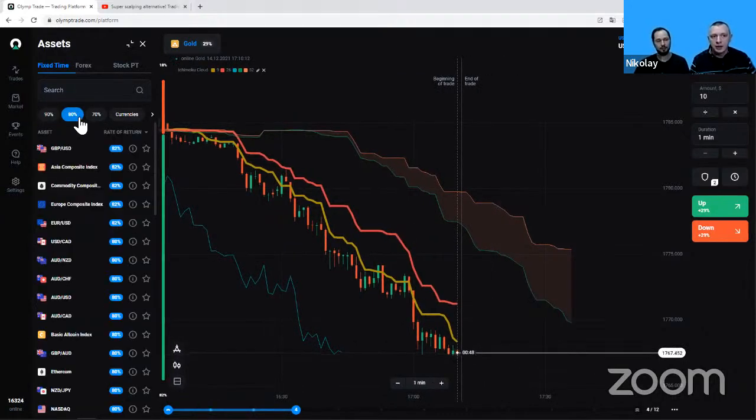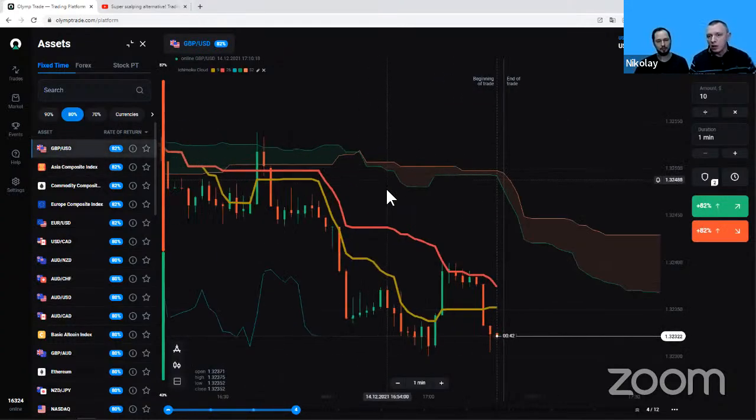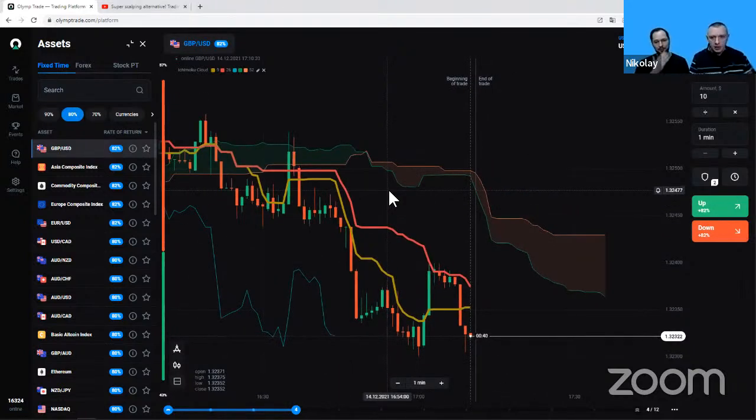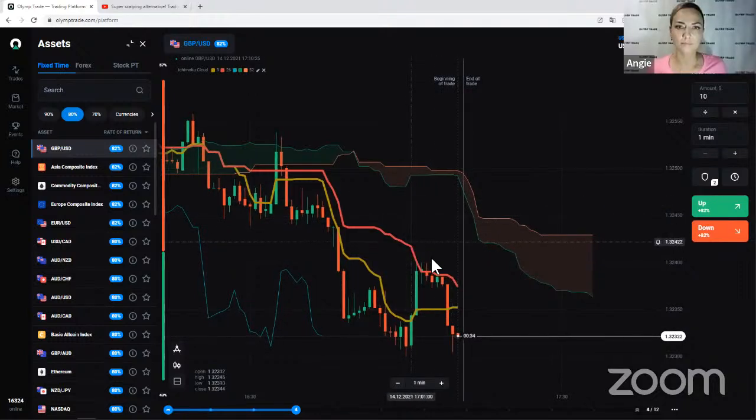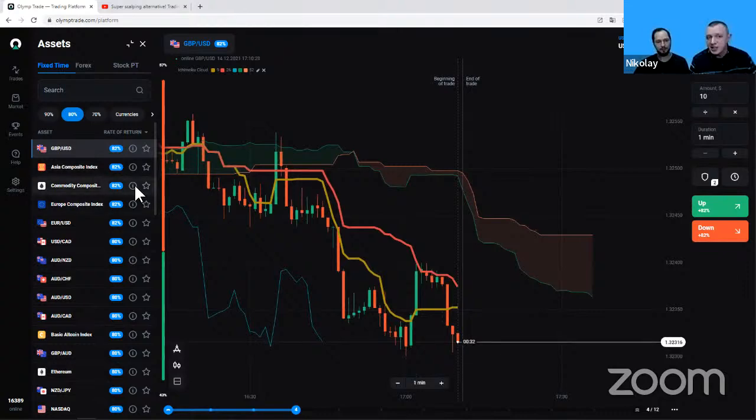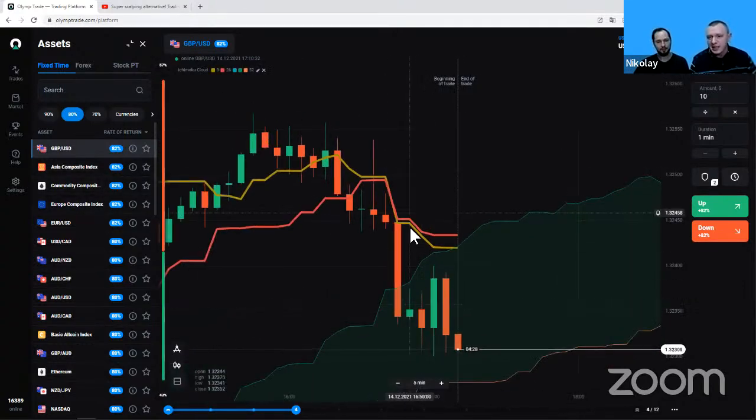I will have a look at the most profitable assets on FTT. So GBP USD. While I'm trading, I will comment on my trades. I have 10 minutes to open trades. Okay, so no signals, unfortunately, on the 1 minute time frame. As for the 5 minutes time frame, the same.